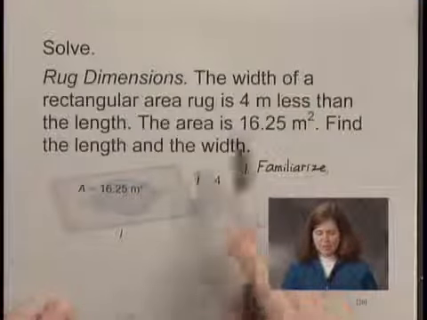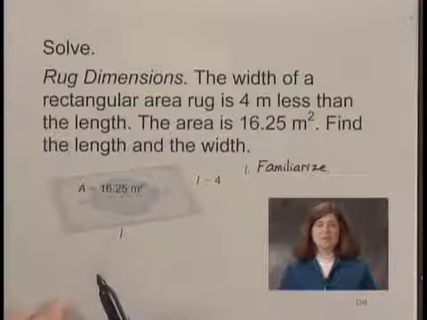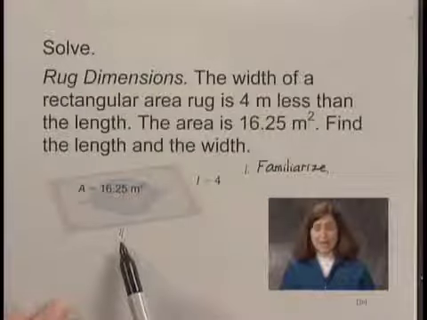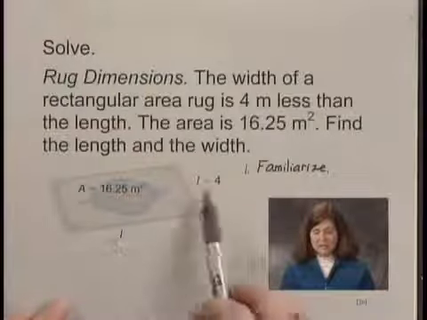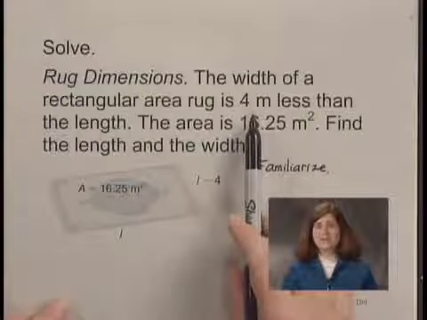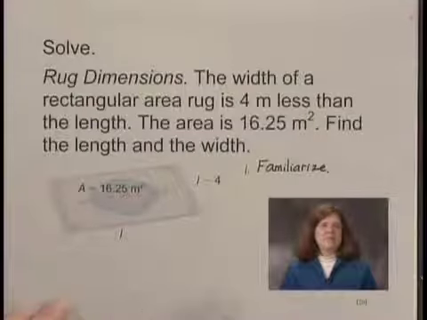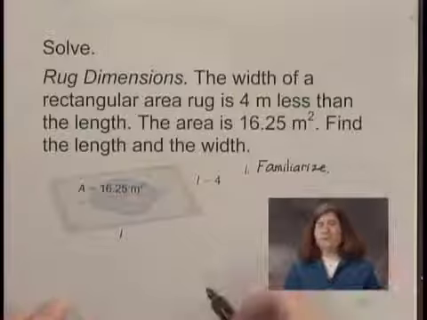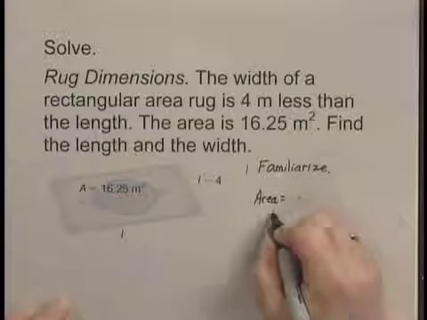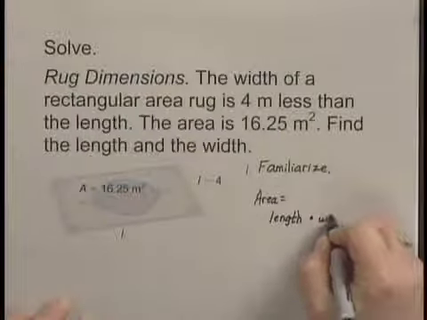To do that, we could read the problem carefully. In this case, a sketch is provided already for us, so we don't have to make one. We can see from the sketch that the length is labeled L, and the width is labeled L minus 4, because it says in the problem that the width is 4 meters less than the length. The area is labeled, and the only thing left that we might need to look up if we've forgotten is the formula for the area of a rectangle. The area of a rectangle is the length times the width.